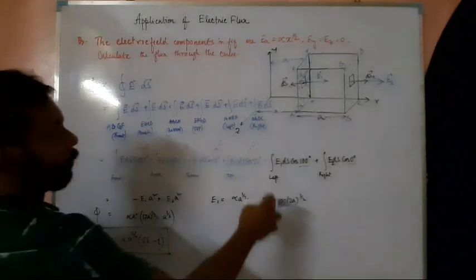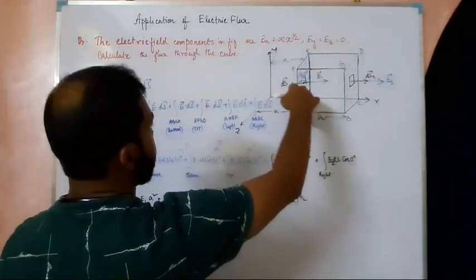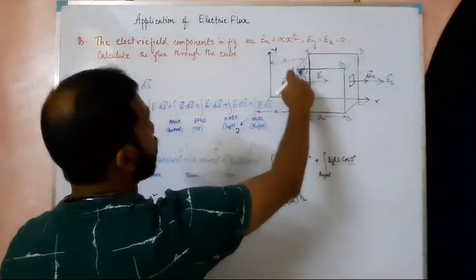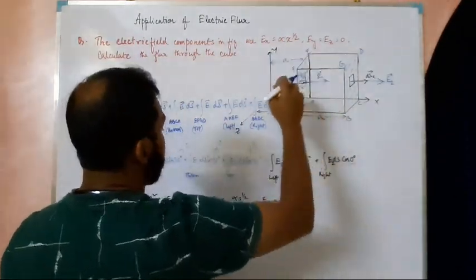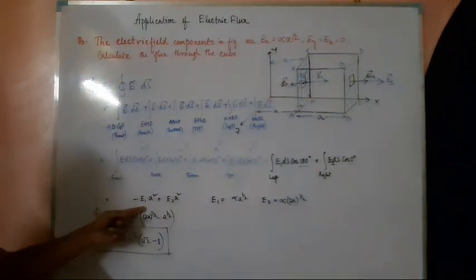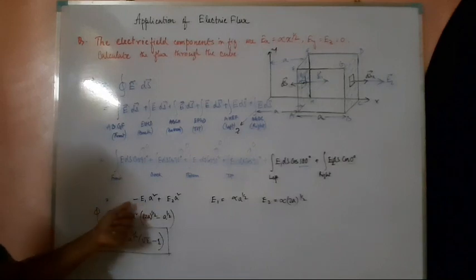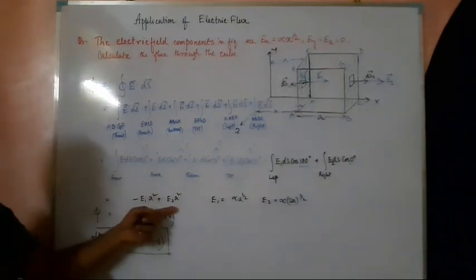And if we integrate ds for both the left and right surface, we will get a square, because it's a cube. Every side is equal, so the total surface area of these sides will be a square. Hence, the total thing comes like that: E1 a square minus E1 a square, minus sign because of this 180 degree angle, and E2 a square.